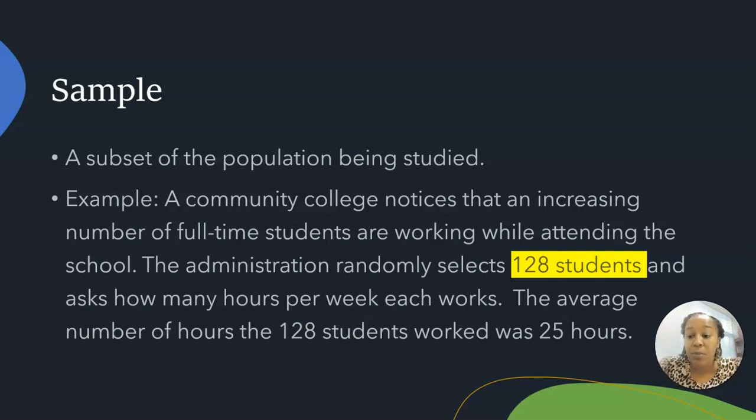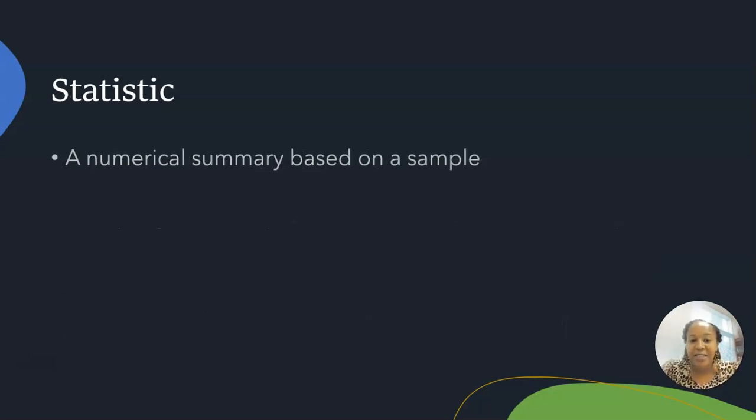So the sample will be the 128 students, okay? The population is all of the full-time students. So say it's 3,000 full-time students at this school. That would be the population, the 3,000 students. But the sample is actually the 128 students that they collected data from. Hopefully that makes sense.